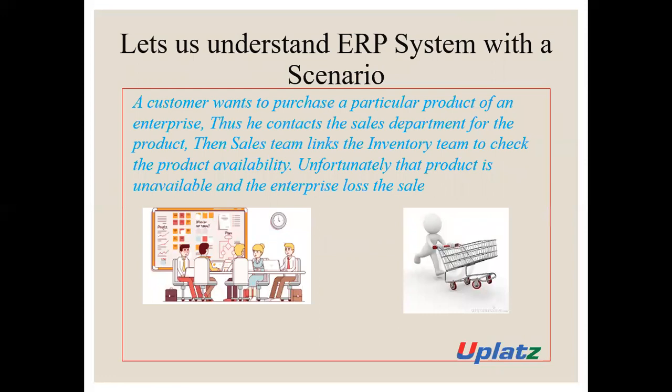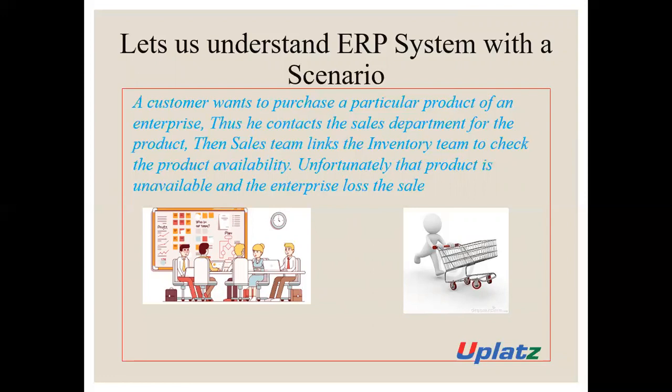Let's understand the ERP system with a small example scenario. A customer wants to purchase a particular product of an enterprise. Thus, he contacts the sales department for the product. When he requires a product, he usually contacts the sales department. Then the sales team links to the inventory team to check the product availability, because they may not have complete data on that product.